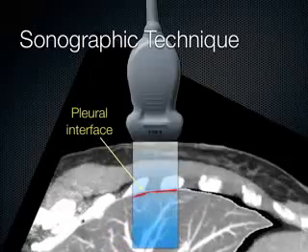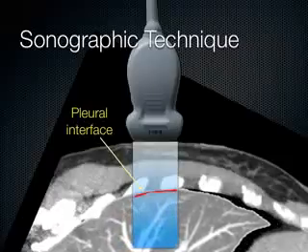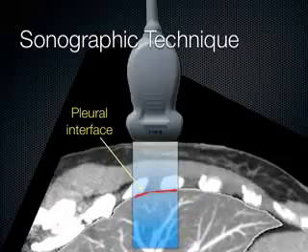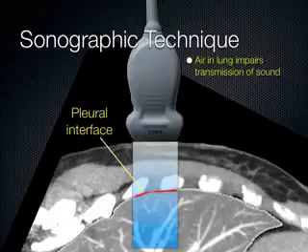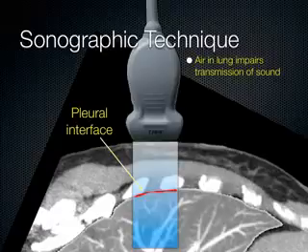So remember that air impairs transmission of sound. So when the lung is up, you will sometimes see very faint B lines, you'll see A lines, but you won't see deep into the lung unless the lung is consolidated or something is wrong with the lung. But you can see the pleural interface. You should be able to see that. You should be able to see sliding.